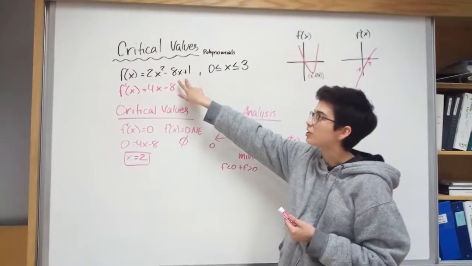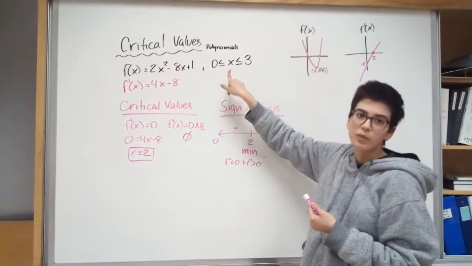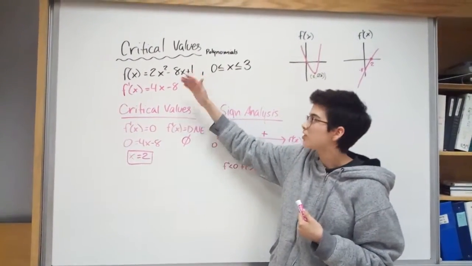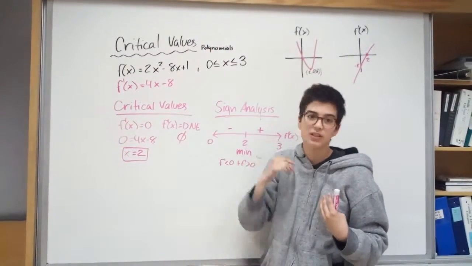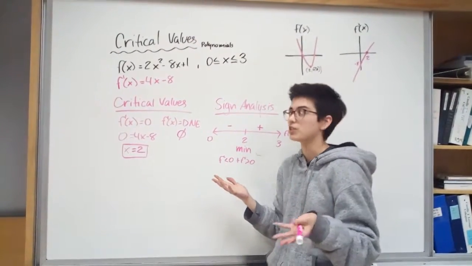So we have the function 2x squared minus 8x plus 1, and it's within the restrictions 0 and 3, where x can be equal to both of them. First of all, you want to find the derivative of your function. So the derivative of this is 4x minus 8, and you can just find this one using the simple power law.